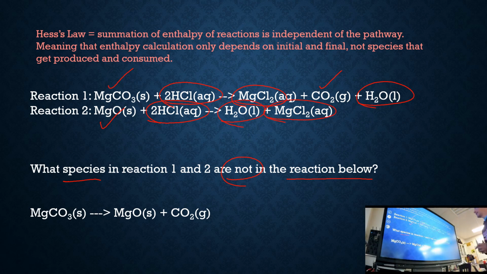So basically, Hess's law is showing that these species are independent to the final reaction, meaning they're going to get produced and consumed. So the energy they needed to get produced and the energy they do need to get consumed are going to wash out. Okay, so we care about the final reaction.